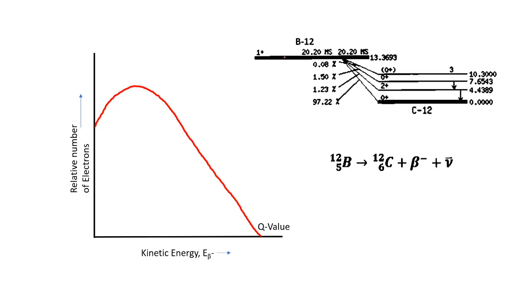But now look at this representation over here. The decay diagram of boron 12. So boron 12 decays to C12 through beta decay. And you can see the Q value for the process is 13.3693 mega electron volts.